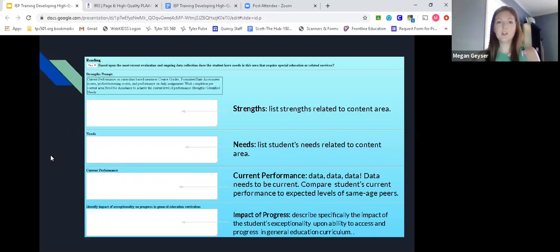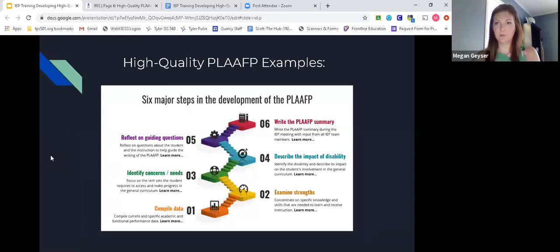So let's start talking about some examples. What does a high quality PLAAF look like? We know what it needs, but what does it look like? Again, because I'm a fan of visuals and I think I'm a visual learner, I like to see it. I found this one and I just really liked the breakdown of the stair steps and how they progress within each other on the 6 major steps to develop a PLAAF.